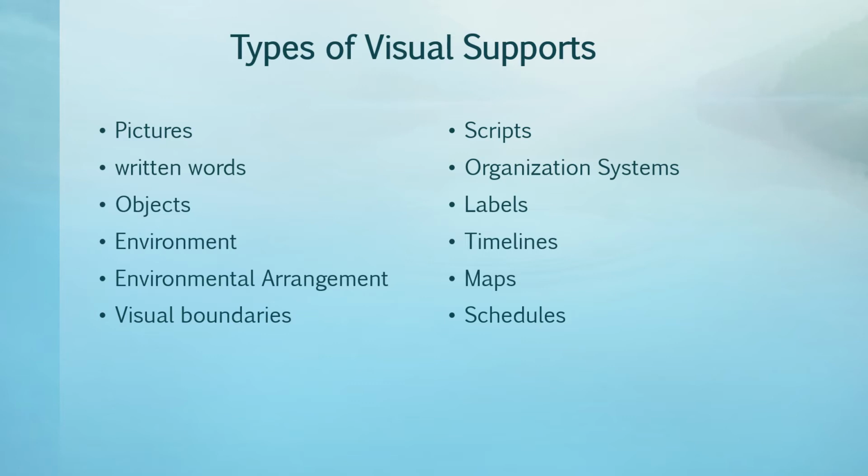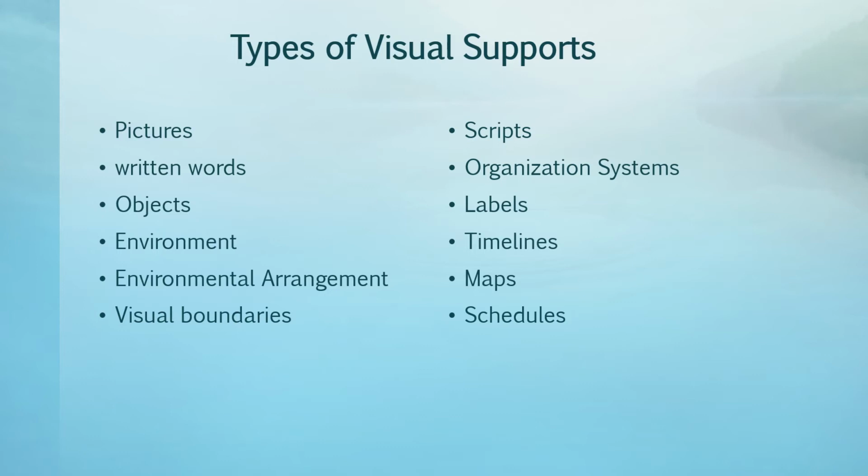And for some of our students, it might be an object. An object is definitely a type of visual support. So maybe an object schedule or an object to represent something in their day. Written words, if we have students who are readers and they read and comprehend, then definitely written words can be a great type of visual support.